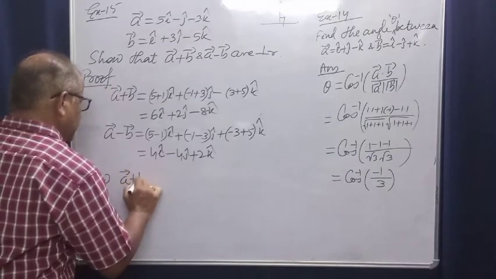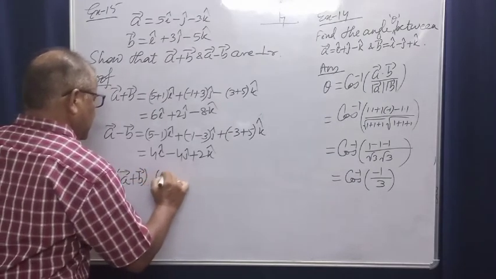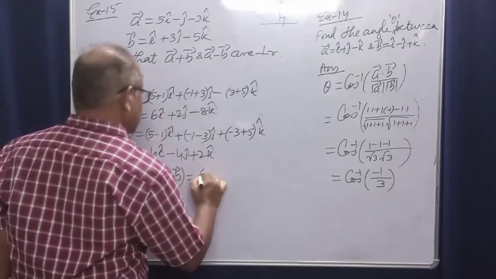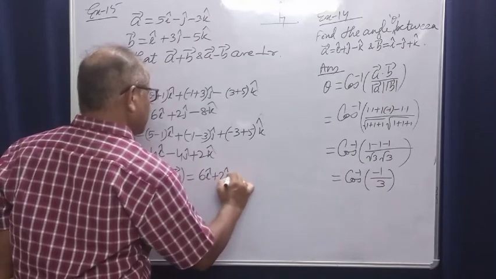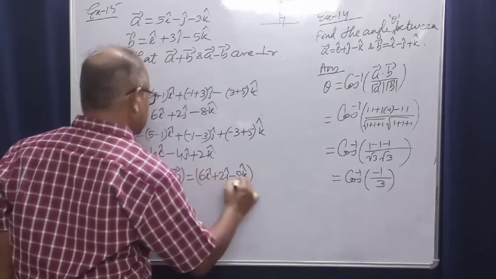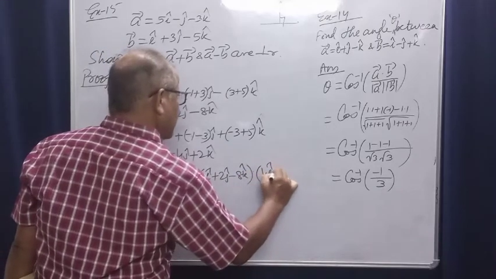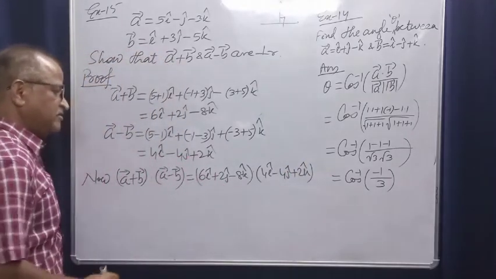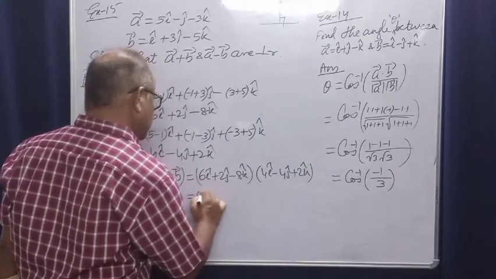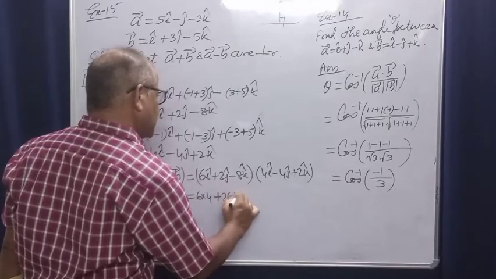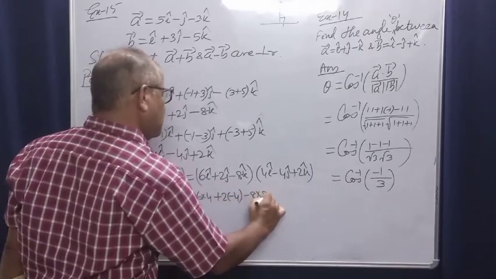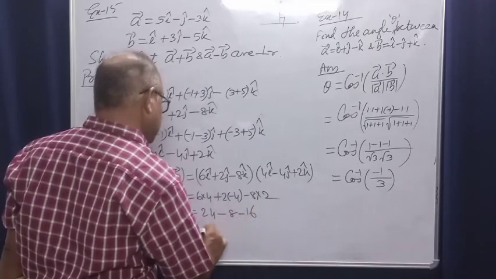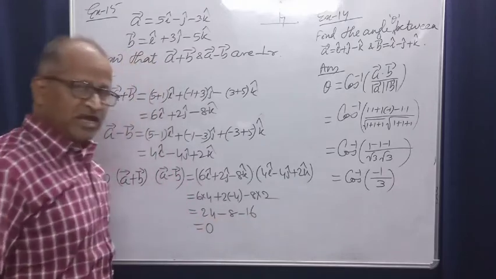A plus B dot A minus B. Yes, it is 6 i cap plus 2 j cap minus 8 k cap dot 4 i cap minus 4 j cap plus 2 k cap. Right? Dot product will be what? 6 into 4 plus 2 into minus 4 minus 8 into 2. That is 24 minus 8 minus 16. It will be 0. Right?